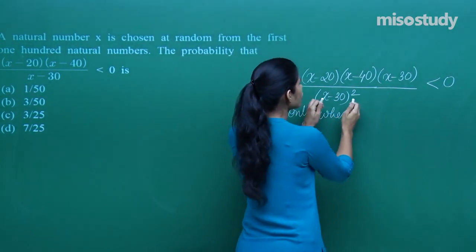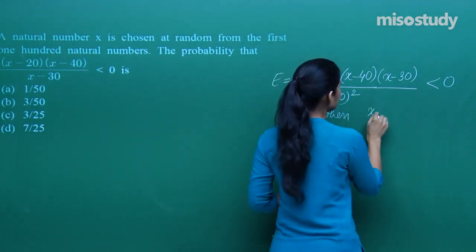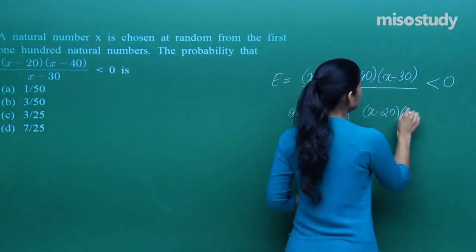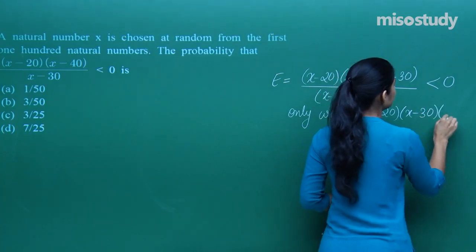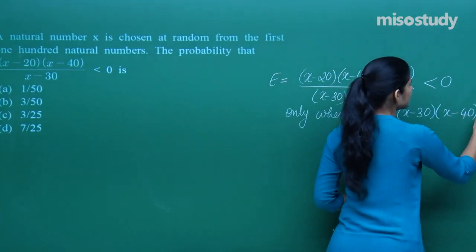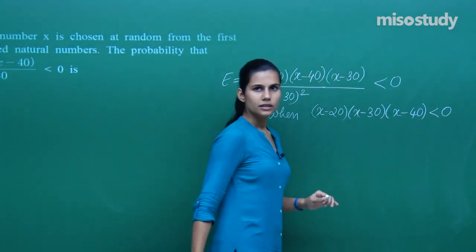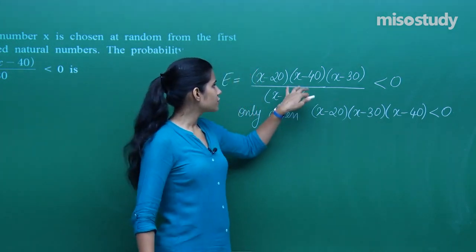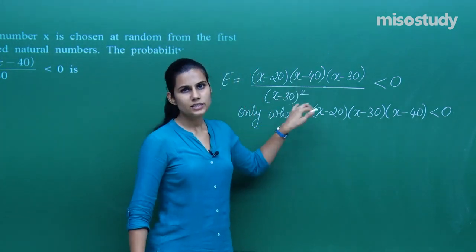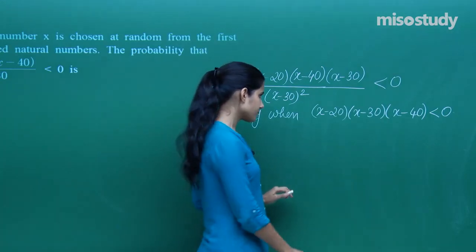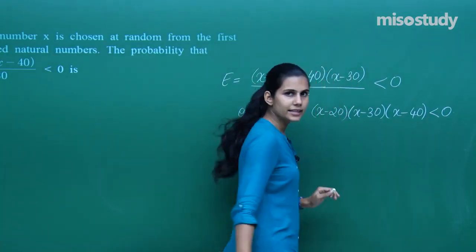because you know denominator is always greater than or equal to 0, so only when x minus 20 into x minus 30 into x minus 40 is less than 0. Because denominator is always non-negative, so when the numerator is negative, only then can this fraction be negative. For what values of x will this be negative?